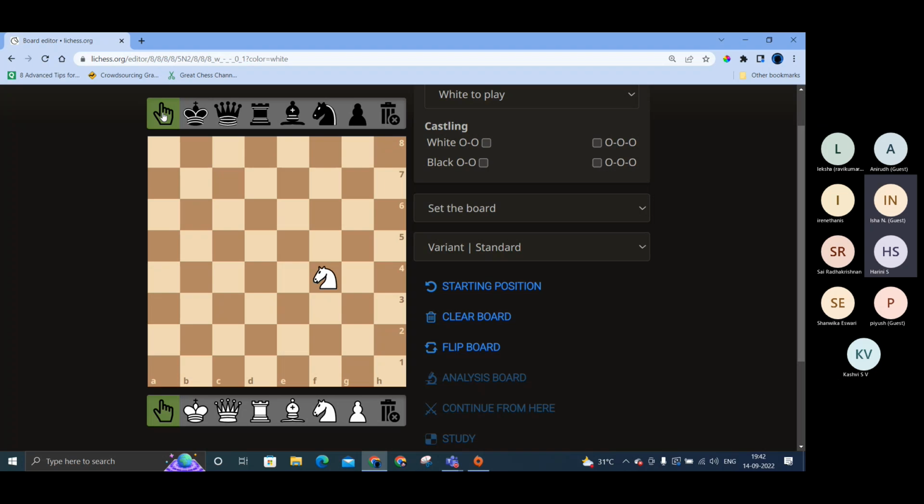Okay, next, Leksha. True or false? Is the knight controlling E1 from F4? No, ma'am, it is not controlling, because it is not on its way.